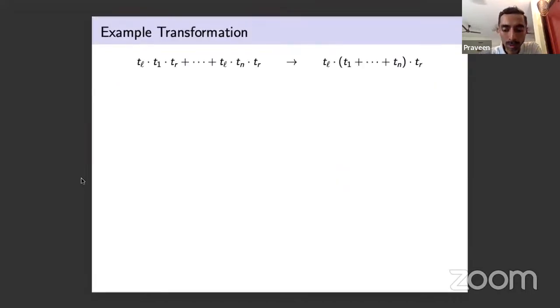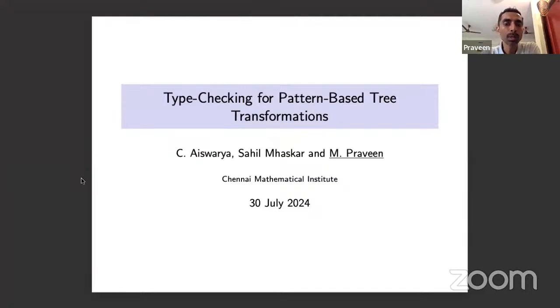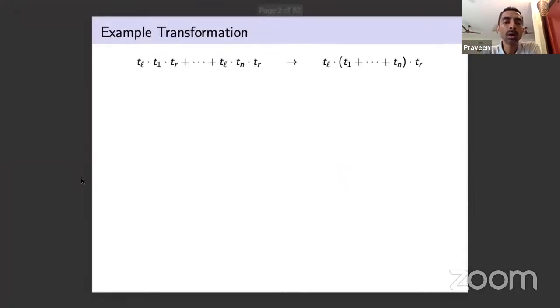Okay, so this is about pattern-based tree transformation. So we have tree transformations, and I'll begin with an example of how we capture this tree transformation. So think of these arithmetic expressions. On the left-hand side, we have TL times T1 times TR plus TL times T2 times TR, and so on up to TL times Tn times TR. And we would like to transform this to TL times (T1 plus T2 plus up to Tn) times TR.